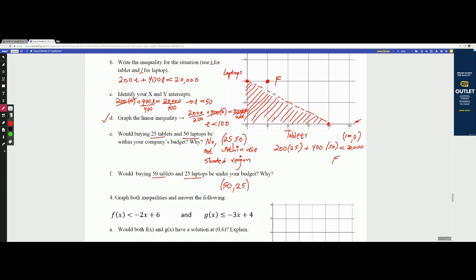50, comma 25. Ooh, that is actually right on the boundary line. And that's the fourth one for today. So here I'll use black right here. There we go. 50, comma 25. That is right there on the boundary line, isn't it?